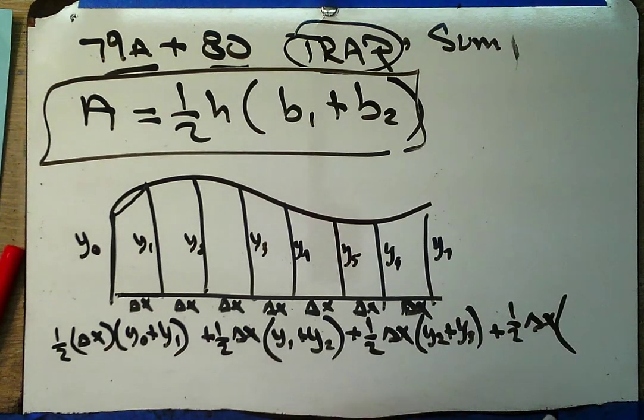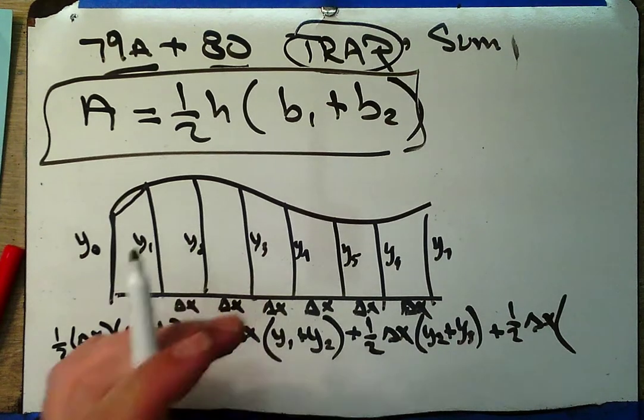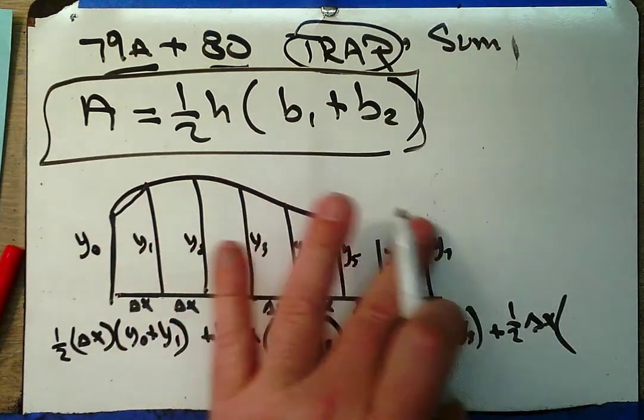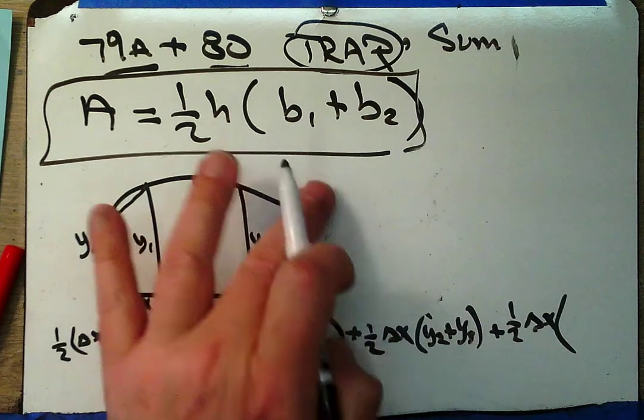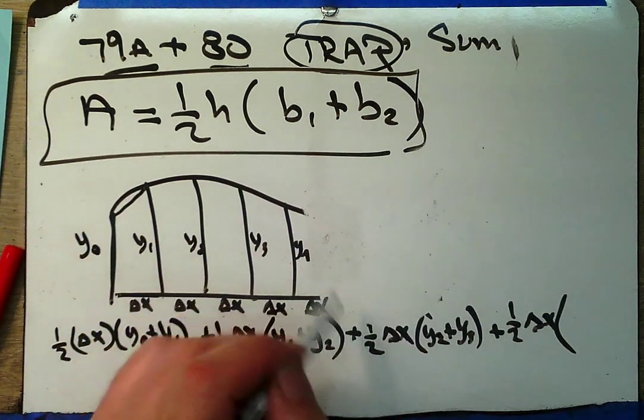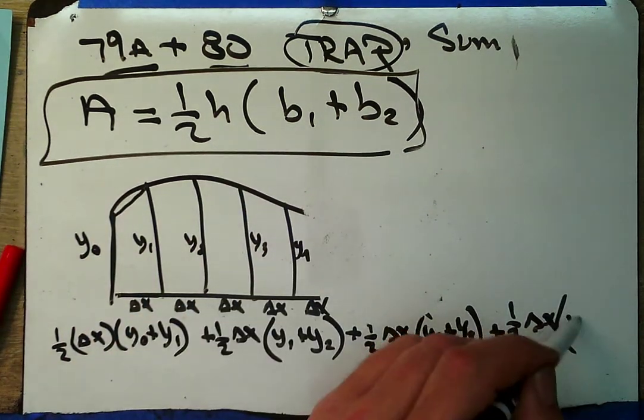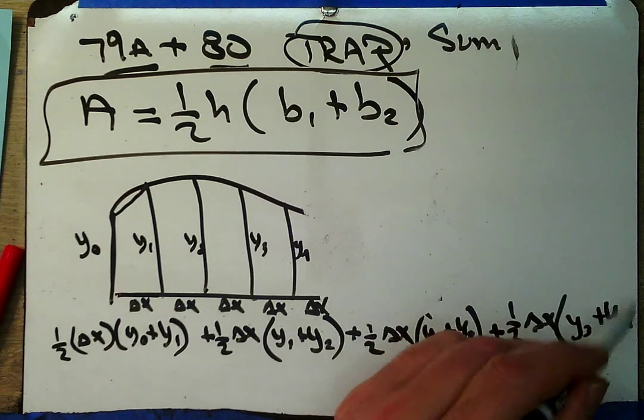I know you're saying, Mr. Kugler, do we really have to do 7? Okay, we won't do 7. How about we'll stop here? Okay. So I've got y3, and here will be y3 plus y4.